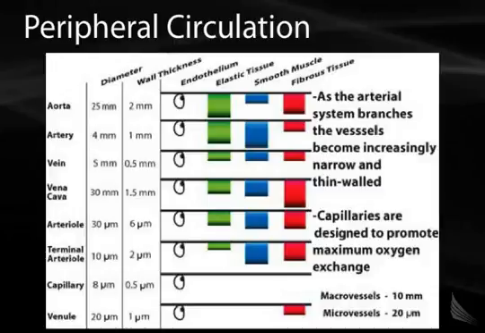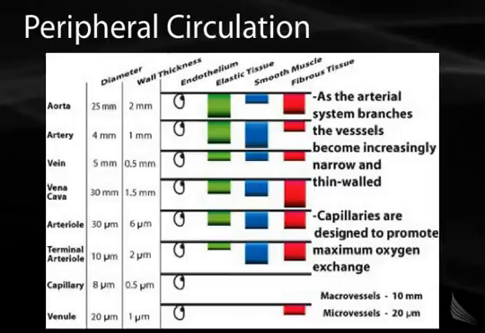The peripheral circulation consists of multiple types of blood vessels. This diagram shows blood vessels from the aorta all the way down to the venule, and it shows the components of those blood vessels as well as their diameter and wall thickness. You should remember that every blood vessel contains an endothelium. This is a one-cell thick layer that is responsible for multiple functions of the blood vessel as well as exchange.